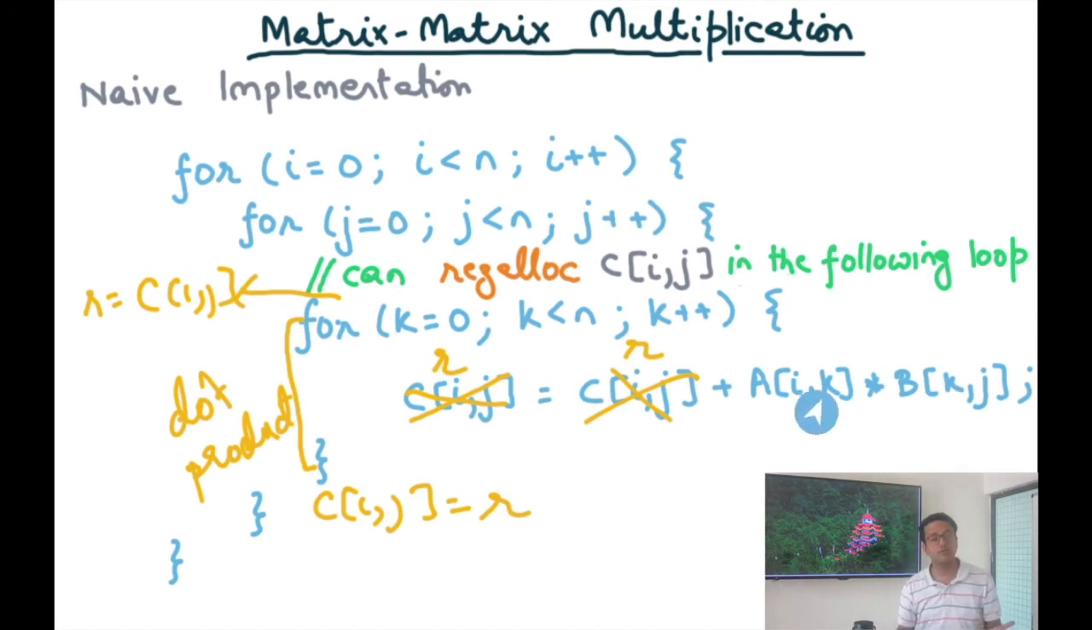Now, even though both A and B look symmetric in terms of the number of memory accesses that they make per iteration of the loop, the access pattern that they exhibit in memory is actually very different.